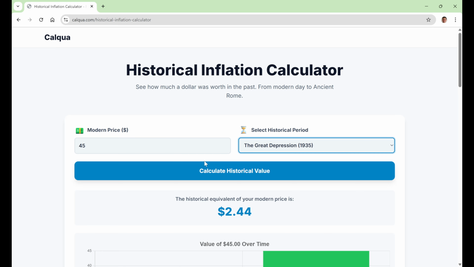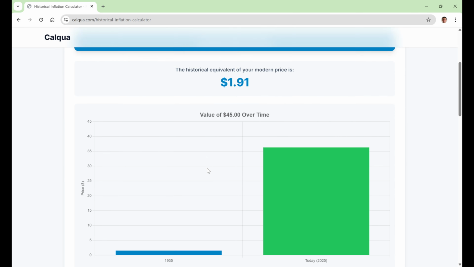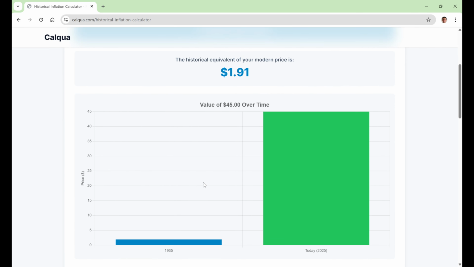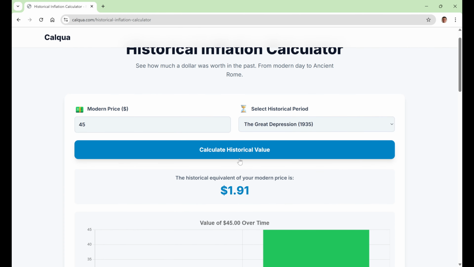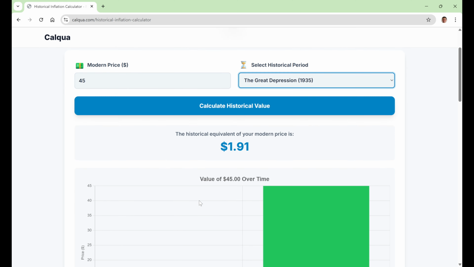Using our $45 figure, the calculator reveals a 1935 equivalent of $1.91. The value of money had actually increased since the 1920s. This result shows how economic conditions can sometimes cause prices to drop, a rare but impactful phenomenon. Our calculator can show both inflation and deflation, providing a comprehensive view of economic history. The financial hardship of the era is reflected in this number.